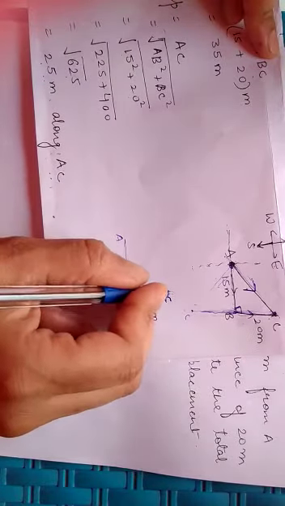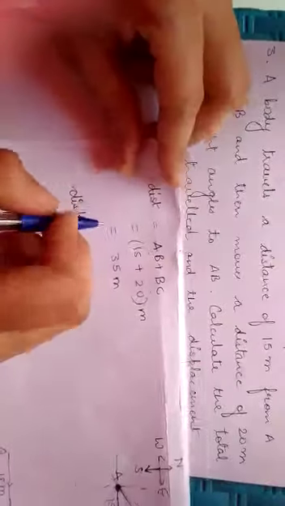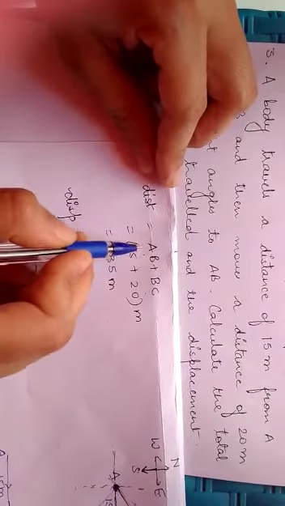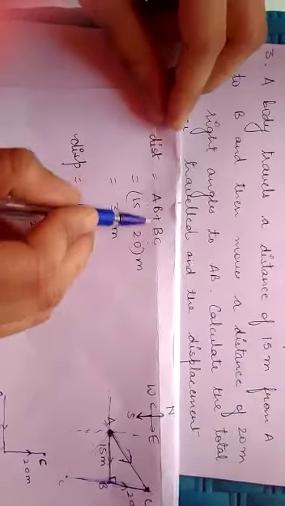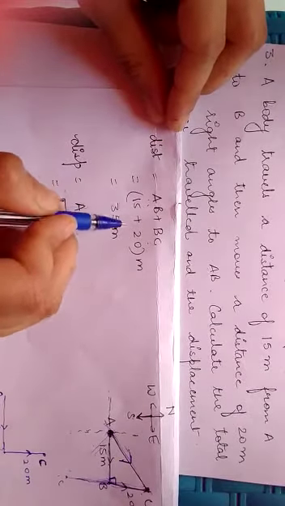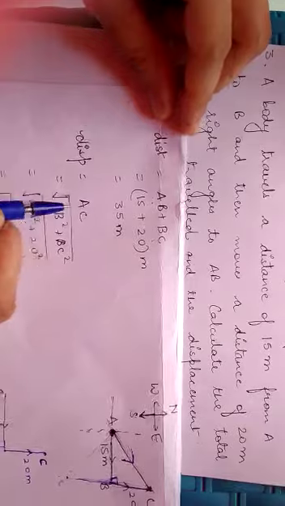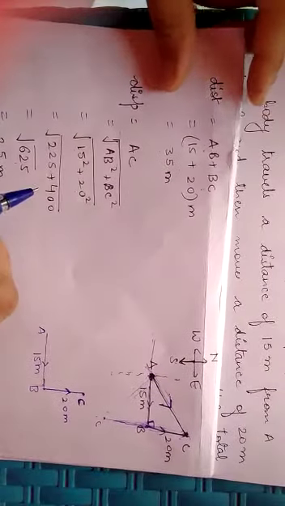Okay. So, what is the length of the actual path travelled by the body? 15 meter plus 20 meters. So, here I have calculated the distance. Distance is AB plus BC. AB plus BC, 15 plus 20, 35 meter.